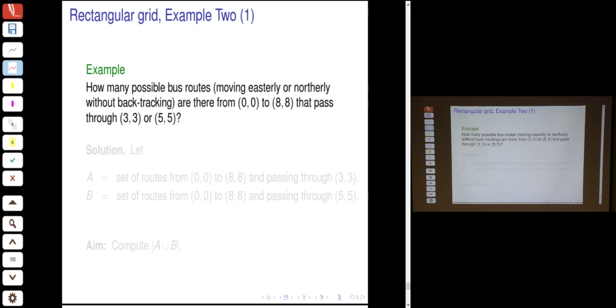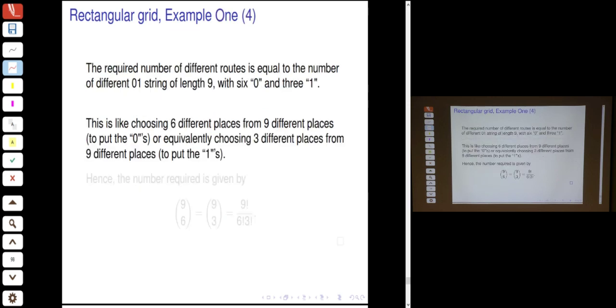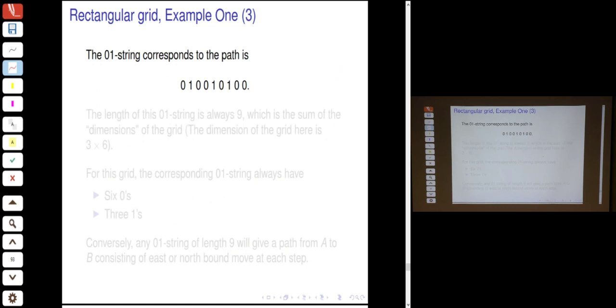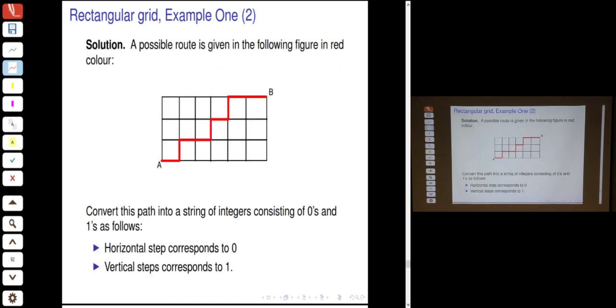Okay, so this example serves as a typical example of counting different routes on a regular rectangular grid. You are going to see other problems in homework and tutorial.